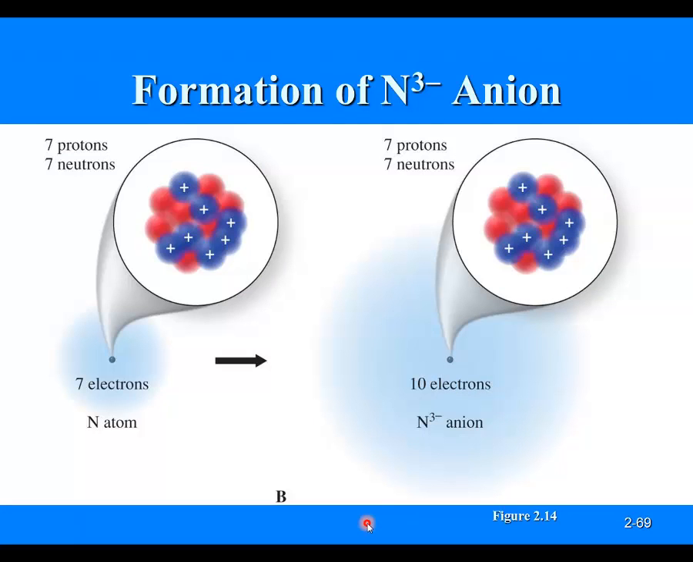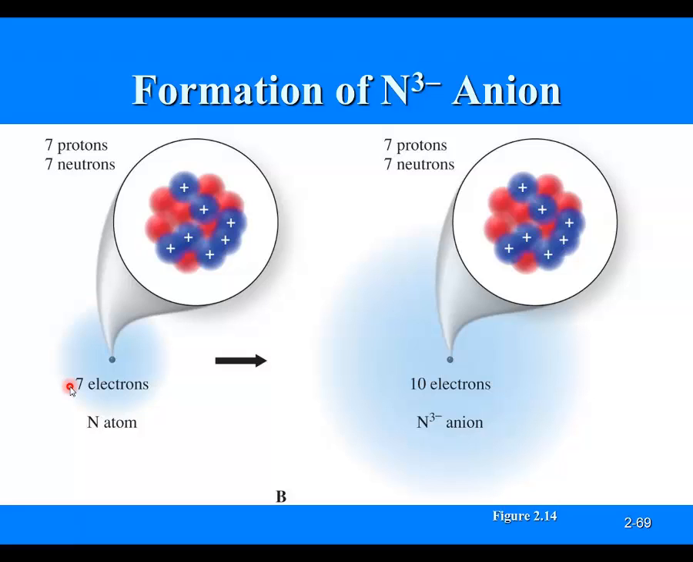Let's try looking at one more. If I have a neutral nitrogen atom, the atomic number for nitrogen is 7, which would mean I have 7 protons. A very common isotope of nitrogen is nitrogen-14, which would have 7 neutrons in the nucleus. Now, I must have 7 electrons if it's a neutral nitrogen atom, because if I take a +7 for the protons and a -7 for the electrons, it should add up to 0 if it's a neutral atom.